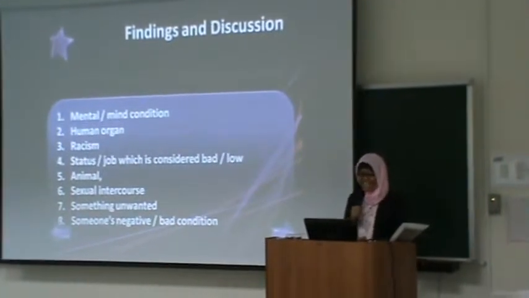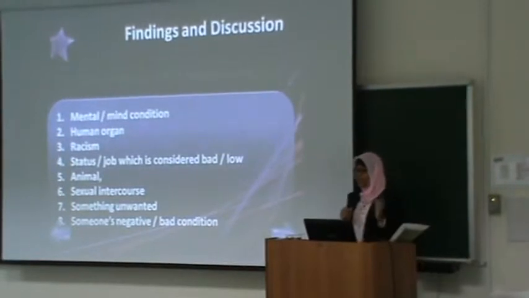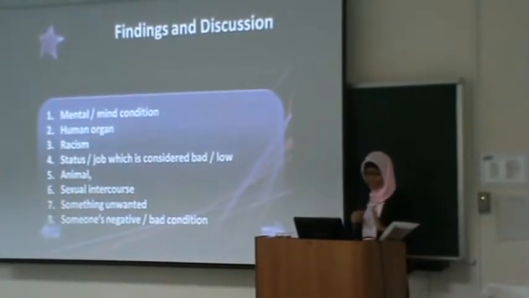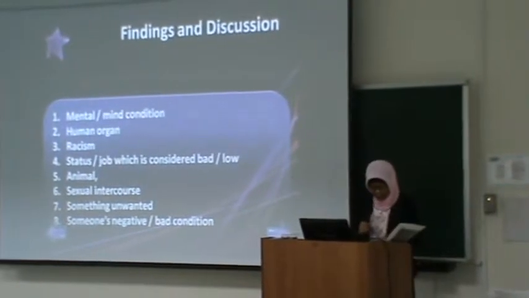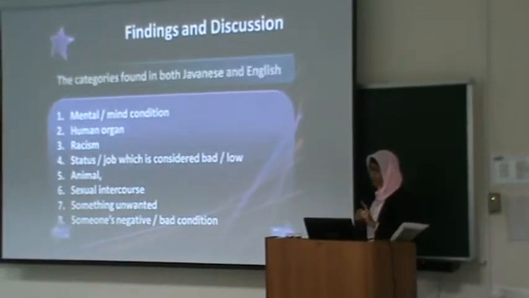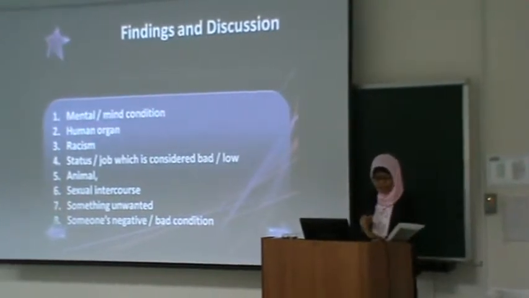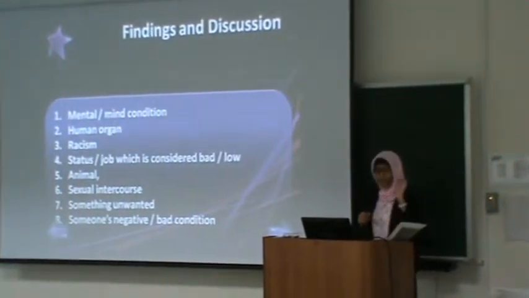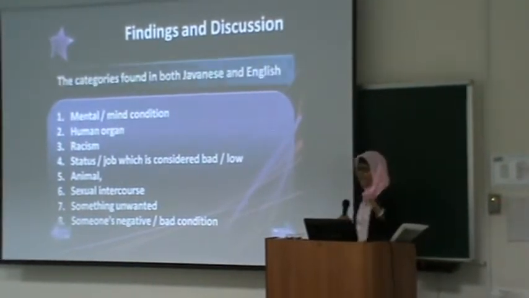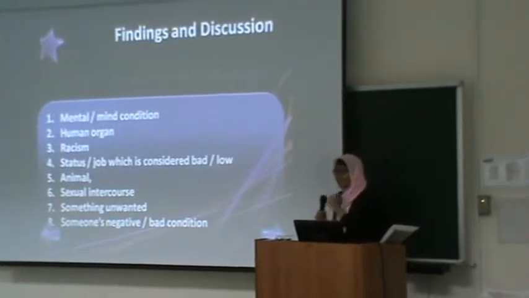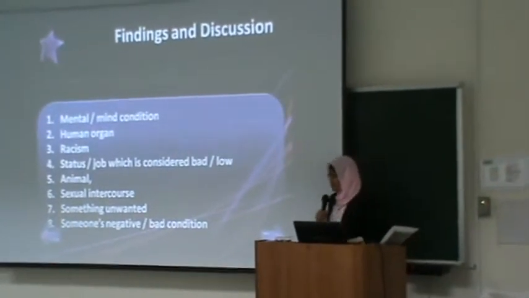And then animal. Well, although animal is found in both languages, the percentage is different. English is lower than Japanese. In Japanese, I found 24.44% of swearing lexicons using animals, while in English, it's only 0.85. It's less than 1%. That's because English sees animal not as animal, but as friend. They even fight for animal rights, right?